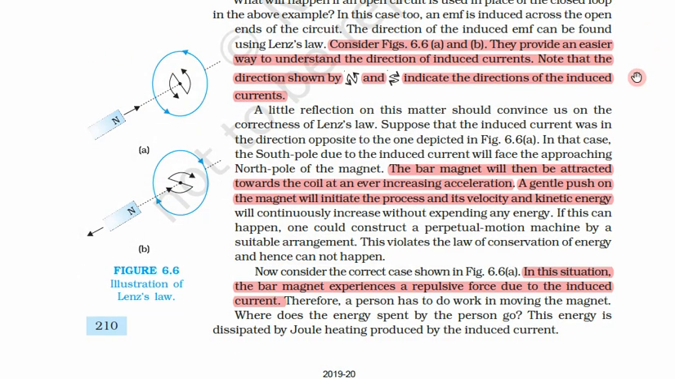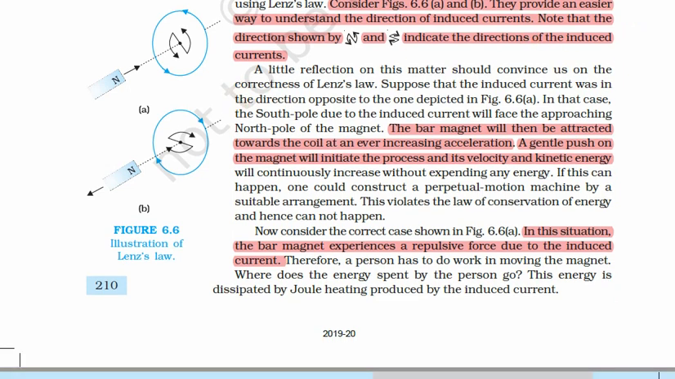Now let us understand why this happens. A little reflection, meaning thinking, on this matter would convince us of the correctness of Lenz's law. Suppose that the induced current was in the direction opposite to that depicted. Suppose it is not north but south. So this is not anti-clockwise but clockwise, and this becomes the south end. Suppose this is not correct. If Lenz's law is not correct, then what will happen? So this becomes south and this becomes north. Then what will happen?